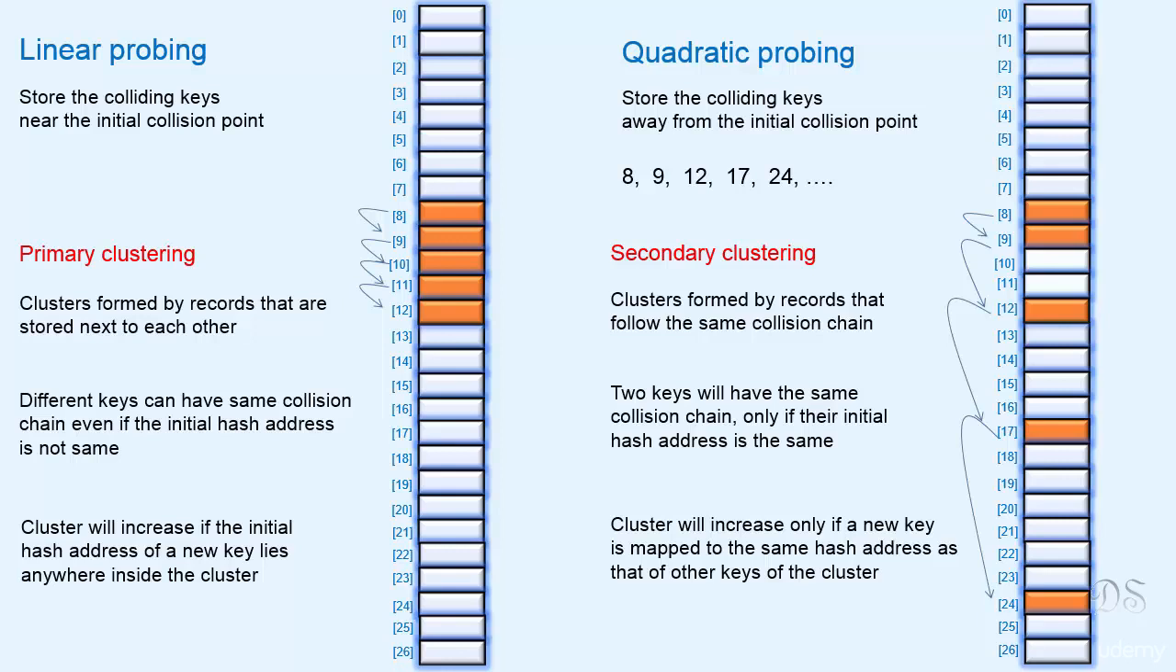Apart from this secondary clustering problem, another problem with quadratic probing is that it can't access all the locations of the hash table. An insertion operation can fail in spite of empty locations in the table. In linear probing, an insert operation will fail only when the table is full. To reduce this problem, we can take the size of the hash table to be a prime number. In that case, at least half of the locations of the hash table will be accessed. Now, both primary and secondary clustering problems can be reduced by using double hashing, which we'll discuss in the next lecture.